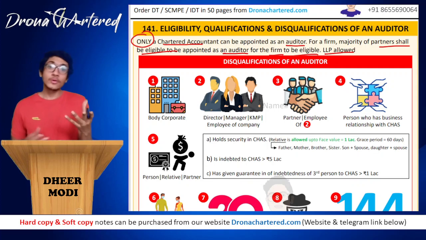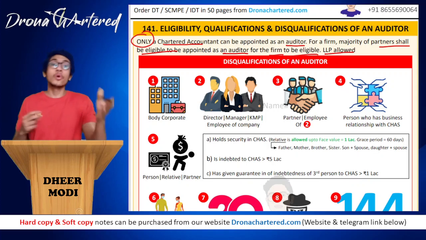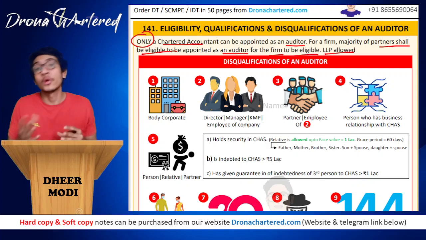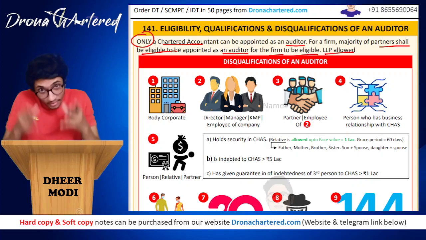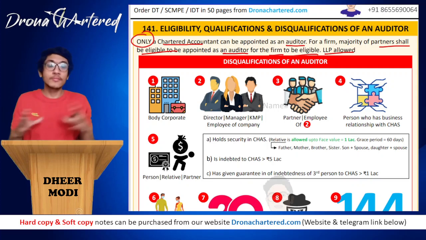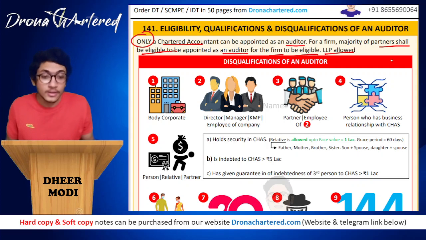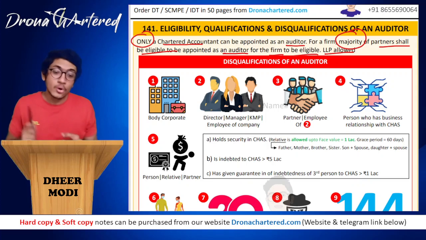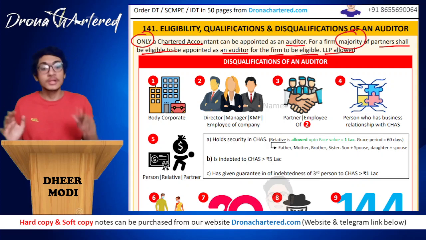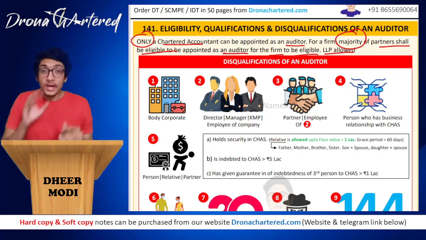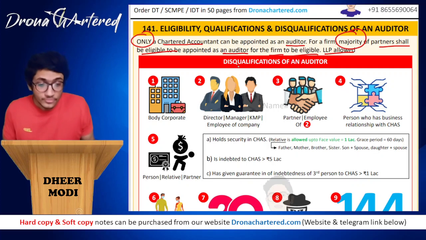So you know that audit can be done by an individual, audit can be done by a firm, audit cannot be done by a company. So for a firm, once you calculate the total number of partners, a majority of the partners shall be eligible to be appointed as an auditor. That means they should satisfy all conditions. Only then will the firm be allowed. Remember, it is majority.